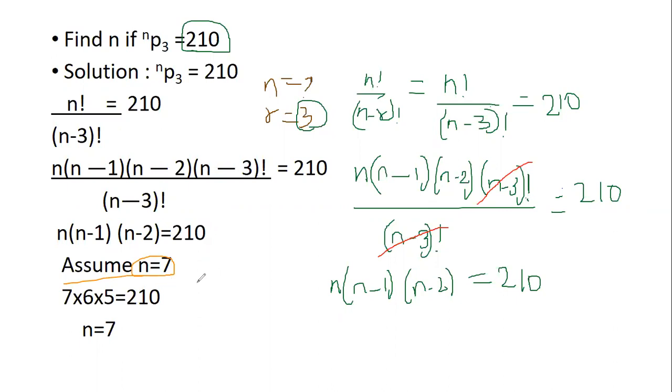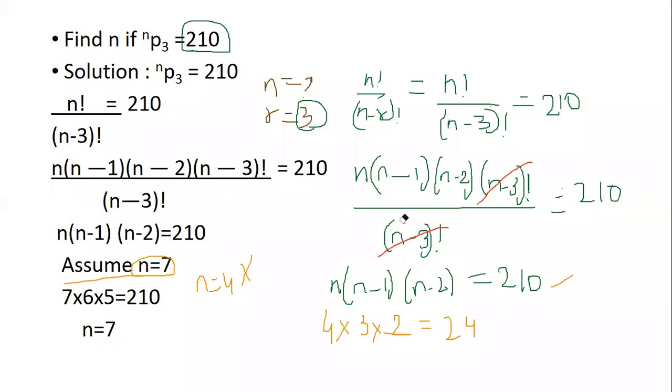Let's say n is equal to 4. So 4 minus 1 is 3, 4 minus 2 is 2. 4 into 3 into 2, can you tell me what answer you will get? 4 3s are 12, 12 2s are 24. Now you are getting 24, but you are supposed to get 210. So 4 also you cannot take.